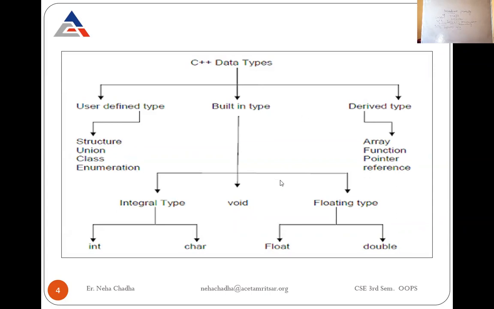In built-in data types, we have integer type, integral type, which is further divided into int and char. Then void is an empty data type, which has size 0. Then the floating data type, which has float and double. Then derived data types: array, function, pointer, and reference are known as derived data types.